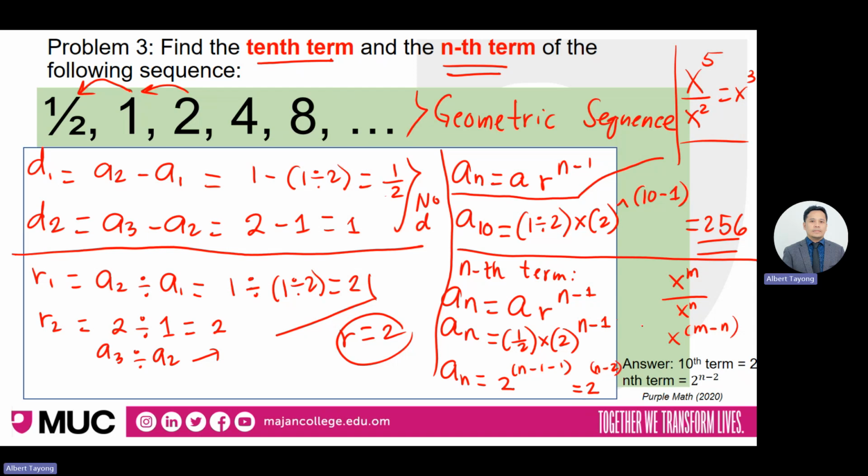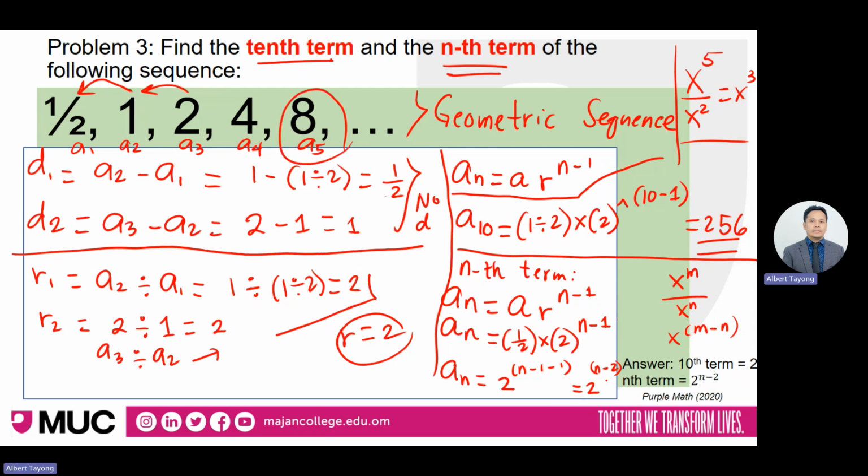Okay, so that is the answer. That is our nth term. So you can test any value. Here we have 1/2, 1, 2, 4, 8. So 1/2 is a sub 1. This is our a sub 2, 1. A sub 3 is 2. A sub 4 is 4. A sub 5 is 8.